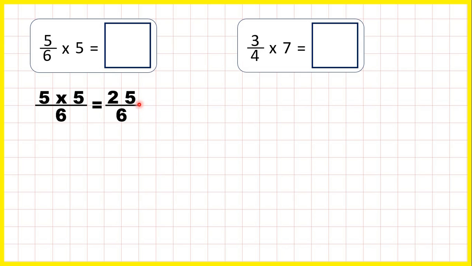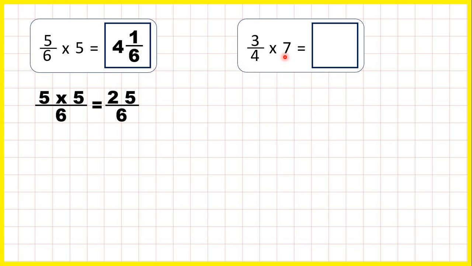We can turn that back into a mixed number by dividing. So 25 divided by 6 is 4, remainder 1. So the remainder is our numerator, and then the denominator stays the same. So our answer is 4 and 1/6.